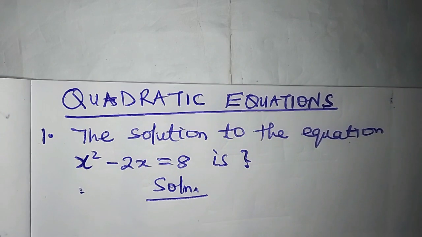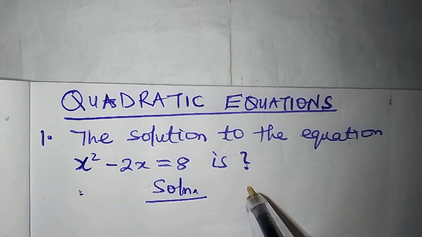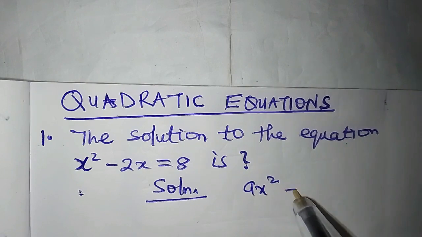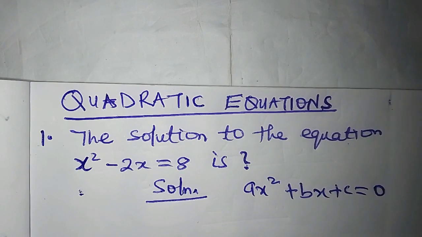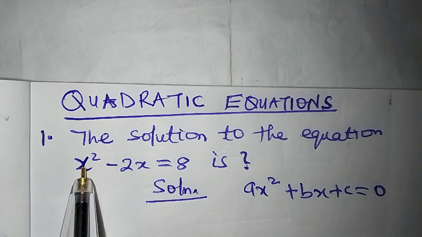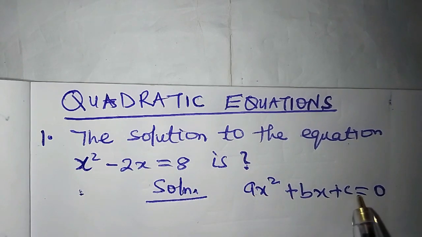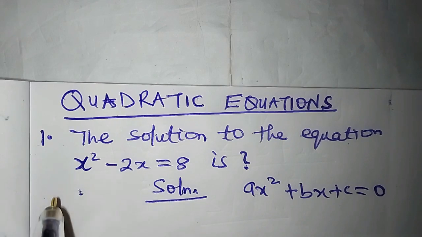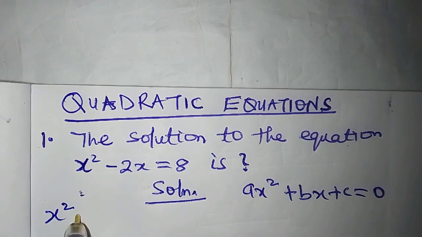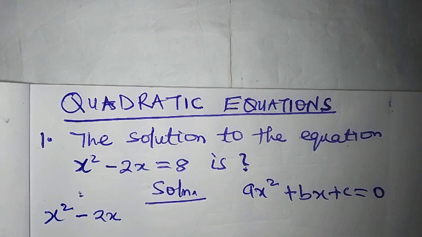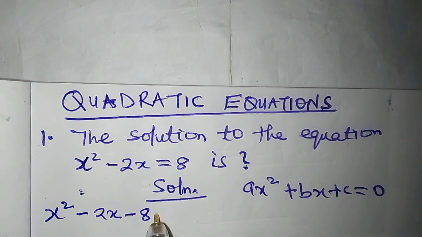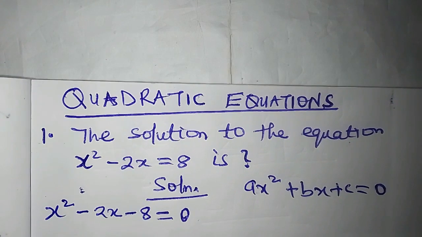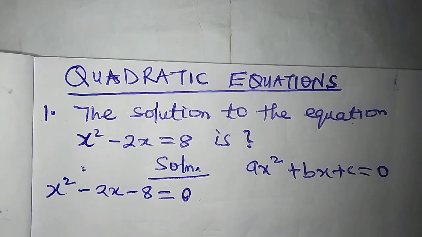The general form of a quadratic equation says ax squared plus bx plus c equal to 0. So I'll rearrange this very equation to look like this. It is now x squared minus 2x. This 8 will cross and turn to minus 8, leaving us with 0 at the right hand side. So I have rearranged the very equation.